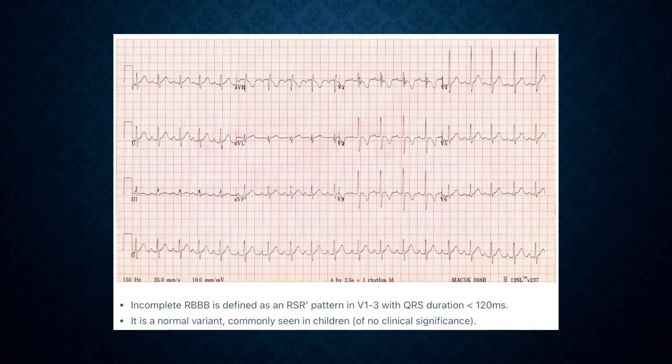And this is an incomplete bundle. If you look at your RSR in lead V1, you have that bunny rabbit appearance, but it's not greater than 120 milliseconds. And then you don't really see a great slurred S wave in lead 1 and V6. So it is not quite there, but it will likely progress to that point over time as more damage is done.